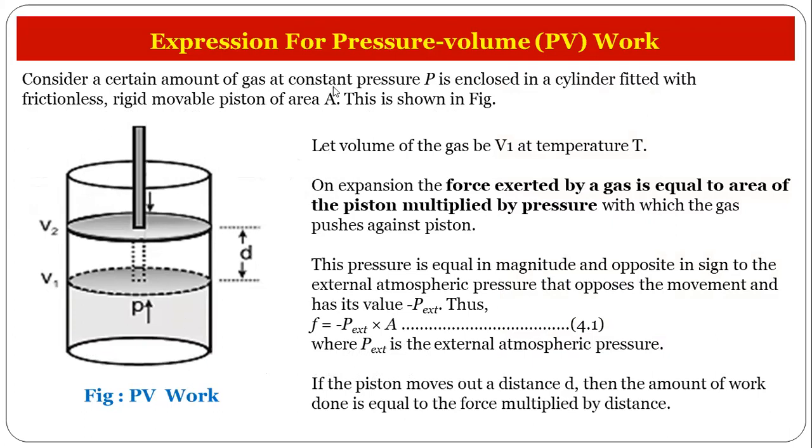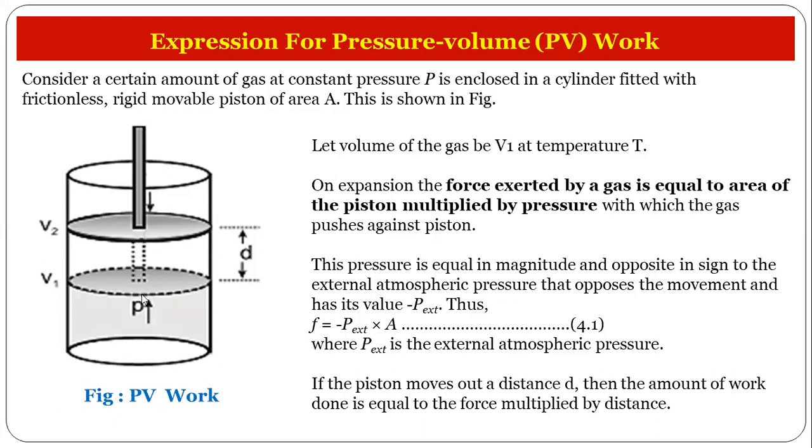Consider a certain amount of gas with constant pressure P. It is enclosed in the cylinder. So this is a cylinder, and in the cylinder the gas is there, which is having the constant pressure P. This cylinder is fitted with a piston. This piston we can move upwards and downwards. This is frictionless. No friction takes place. See, this is the area of the piston, we can see clearly.